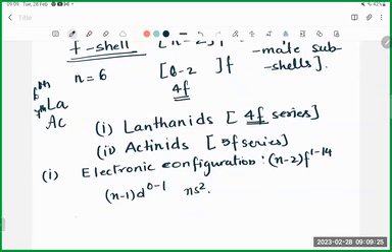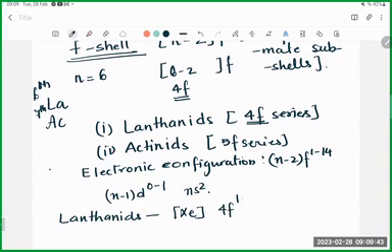So for example, for the lanthanide series, it will be the noble gas xenon. Before that, xenon is present. The elements will hold 1 to 14 electrons in the 4f orbital, 5d may have 0 to 1, and 6s completely holds 2 electrons.